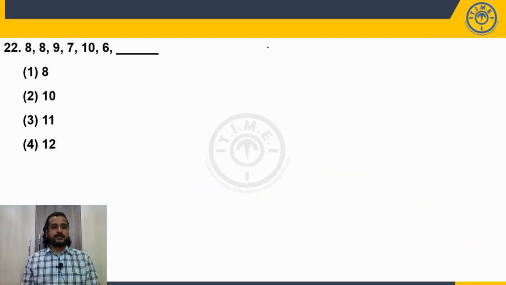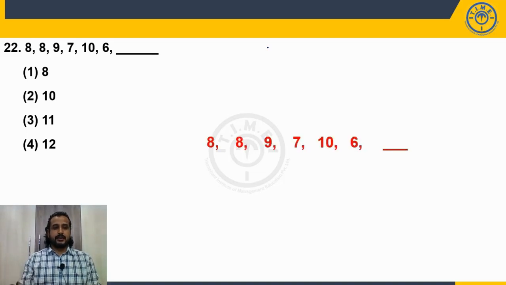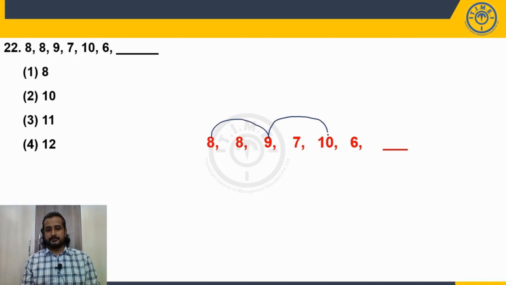Next. Now look at this number. 8, 8, 9, 7, 10, 6. Look at it in this way, alternate way. 8, 9, 10. So increased by 1, increased by 1. Now look here. 8, 7, 6. 8 to 7 minus 1, 7 to 6 minus 1. We can see the proper pattern, right? So alternately increasing by 1, alternately decreasing by 1.